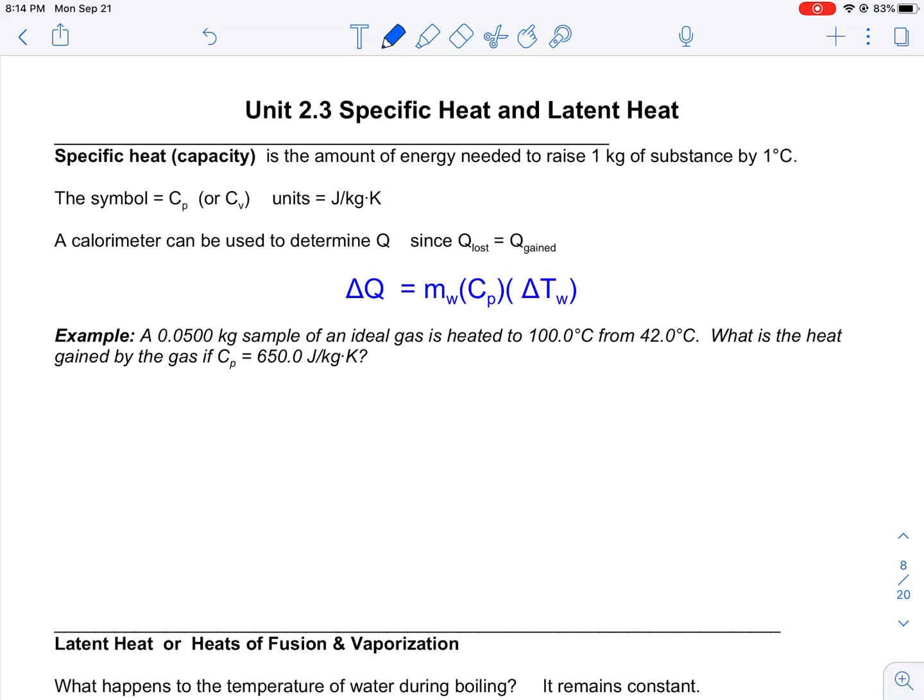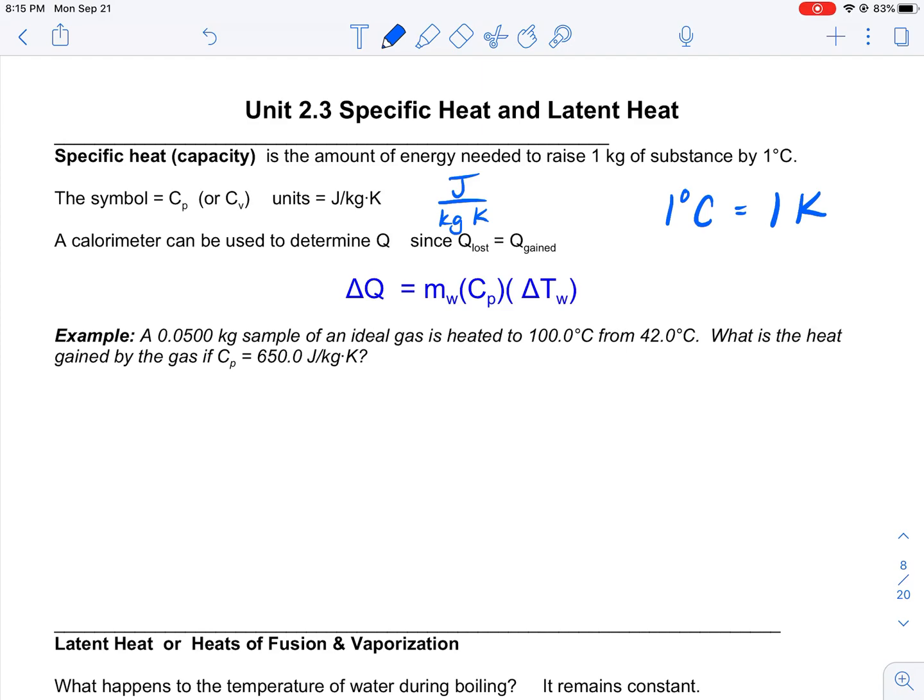Unit 2.3, specific heat and latent heat. Specific heat is the amount of energy needed to raise 1 kilogram of a substance by 1 degree Celsius. Now remember that 1 degree Celsius equals 1 Kelvin. The size of a degree in the two scales is equivalent. The symbol is C, and the units are joules per kilogram Kelvin. You can also find this in all sorts of different kinds of units, but that's what we'll be using in our assignments.